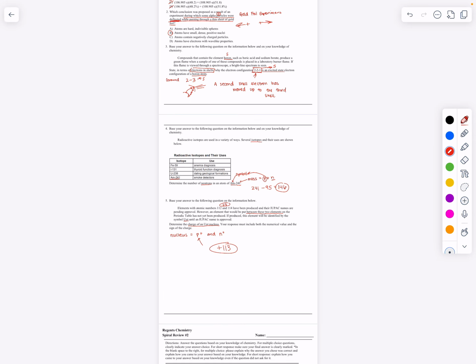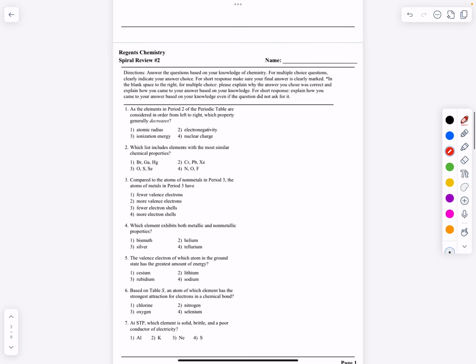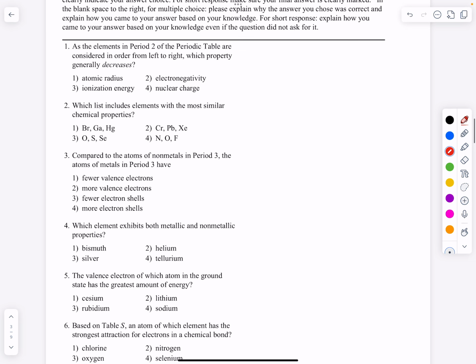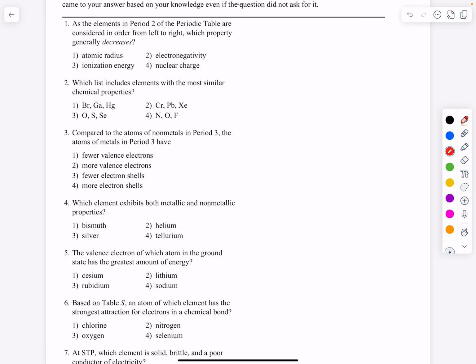Okay. On to spiral review number 2. This was on the periodic table unit. As the elements in period 2 of the periodic table are considered in order from left to right, which property generally decreases? So I'm trying to look for a property that decreases left to right across period 2. So I have to find period 2 in my reference table, look left to right, and see what decreases.